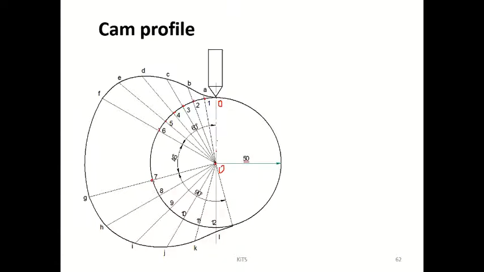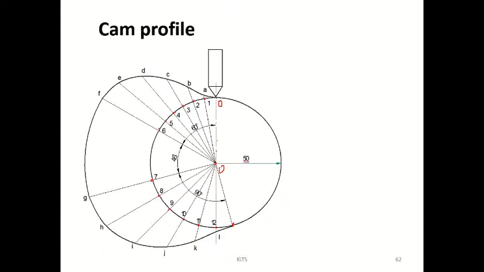Okay. After this point, 15 degree, mark it. 15 degree, mark it. 15 degree, mark it. 15, one more 15, and last 15 degree. We have marked everything. We have marked all the things.